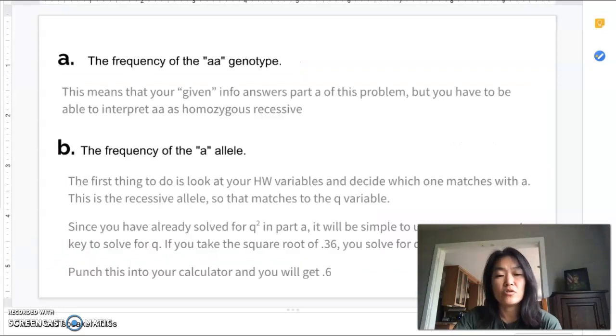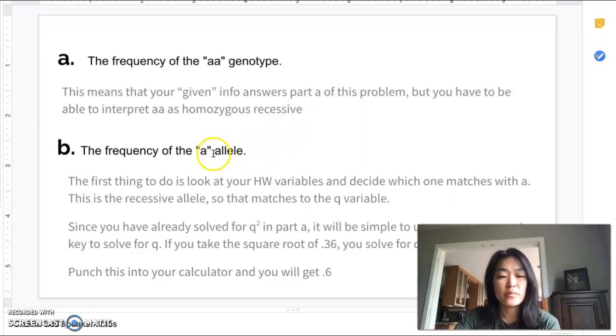When you get to question letter A, it says, what is the frequency of the homozygous recessive genotype? Actually, you don't really have to solve anything for part A. You're just looking at your definitions of Hardy-Weinberg variables, and it helps you locate that variable. It turns out that letter A was given to you in the problem. So the frequency of the homozygous recessive genotype is 0.36.